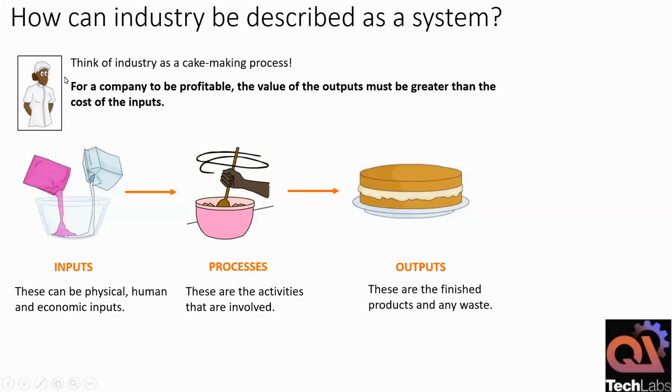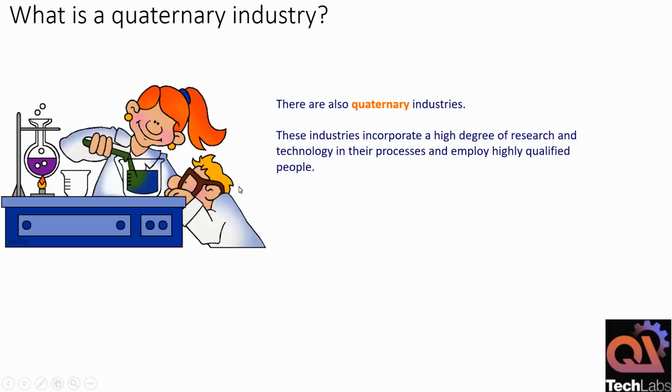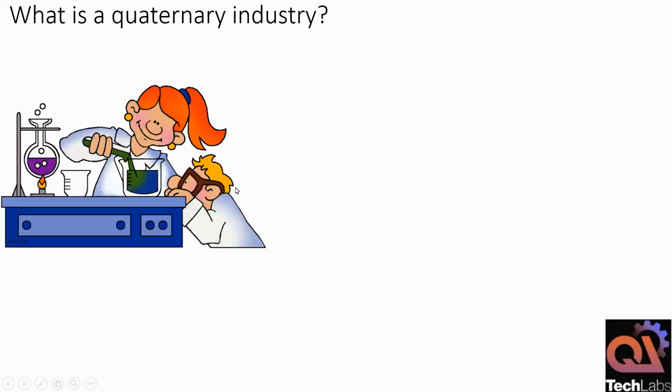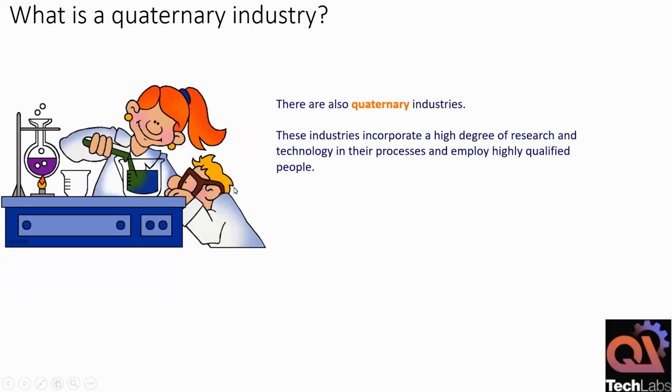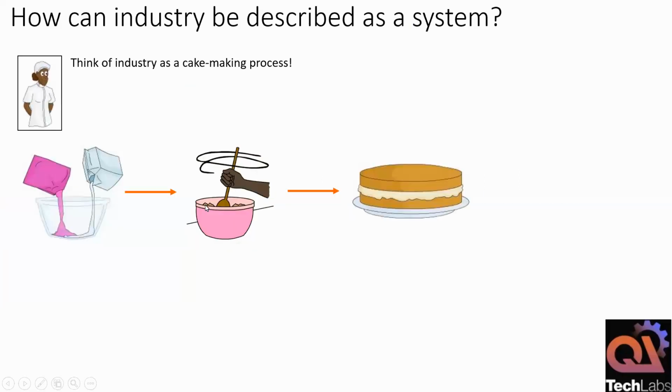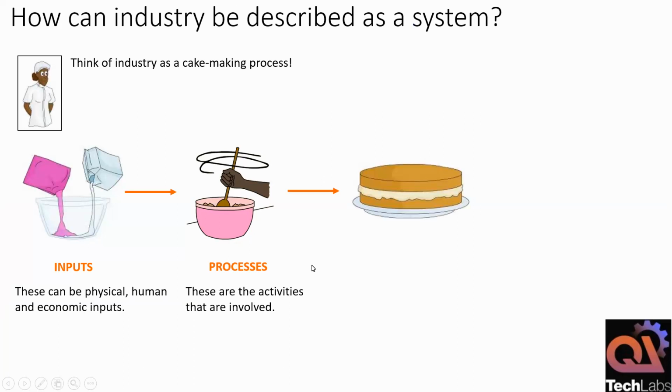For a company to be profitable, the value of the outputs must be greater than the cost of the input. Suppose they are spending 100 rupees to buy the ingredients that are required to prepare cake, then for the processing, you need human, right? We went through the previous example. What all you need? You need human, economic, and then what else? Physical, right? Physical, human, economic. These are the activities that are involved.